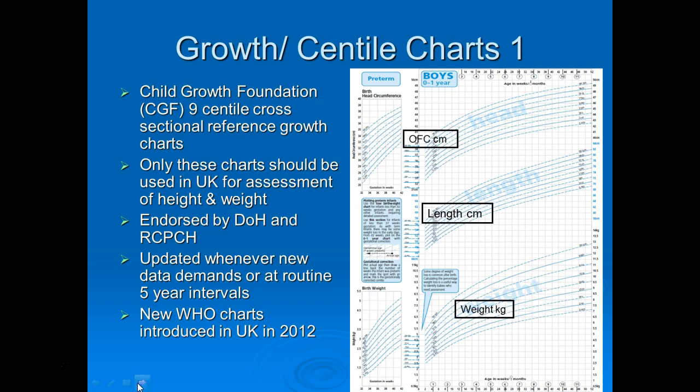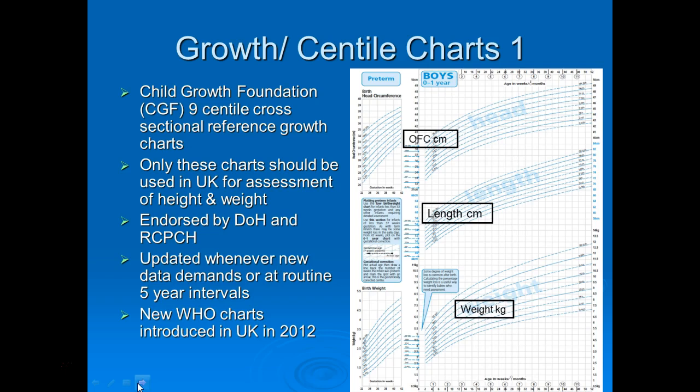And this is just to give you an overview of a growth centile chart. We use the Child Growth Foundation 9 centile cross-sectional reference growth charts. They're endorsed by the Department of Health and the Royal College of Paediatric Child Health. And they're updated whenever new data demands or at routinely 5-yearly intervals. And these new WHO charts were introduced in approximately 2012.